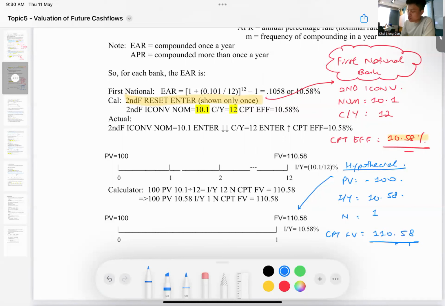Now, these hypothetical things you don't have to do if they do not ask you. Like this question, they did not ask you. I'm just showing you this hypothetical situation because it is being shown over here.